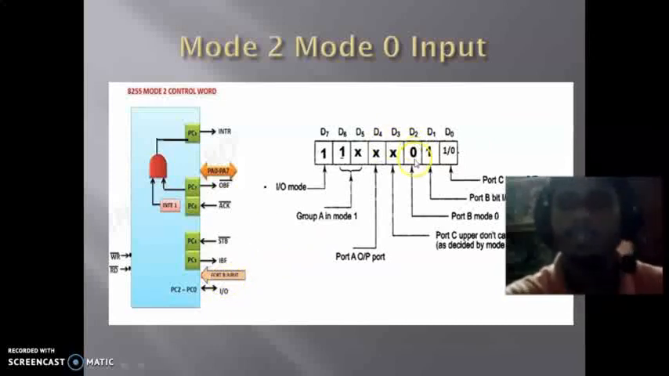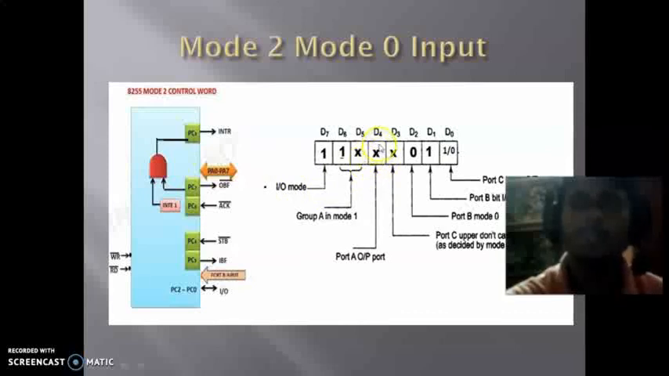And D2 will select the mode of port B. Here port B mode is mode 0, so that will be equal to 0. The D3 bit selects whether port C upper is used as input or output. Port C upper bits are all used for handshaking, so that will be don't care. And D4 would also be don't care, since port A is used as a bidirectional port.